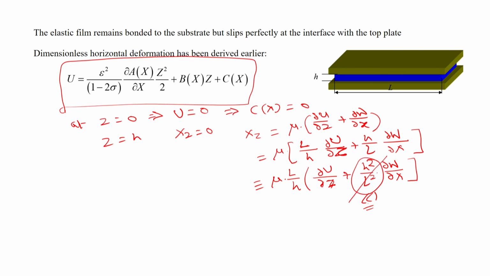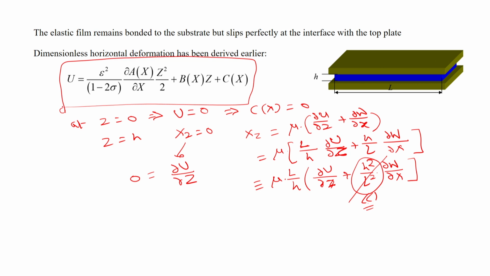So, in the shear stress expression, we have 0 equal to mu into del u by del z. This is the condition that needs to be used. Again, let me write it in dimensionless form: del u by del z has to be equal to 0. That is the condition that needs to be used.